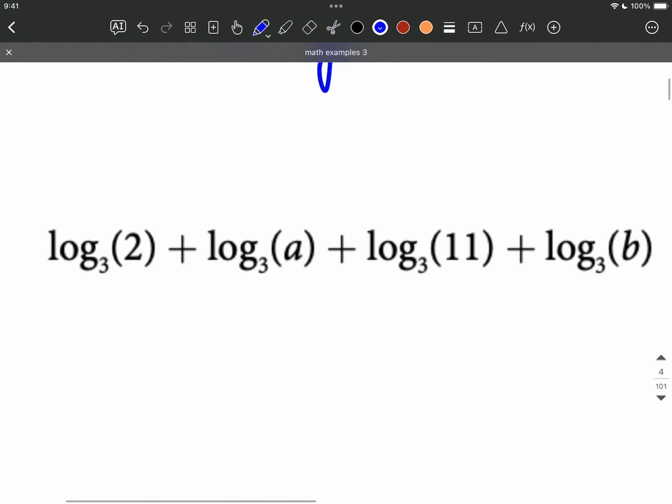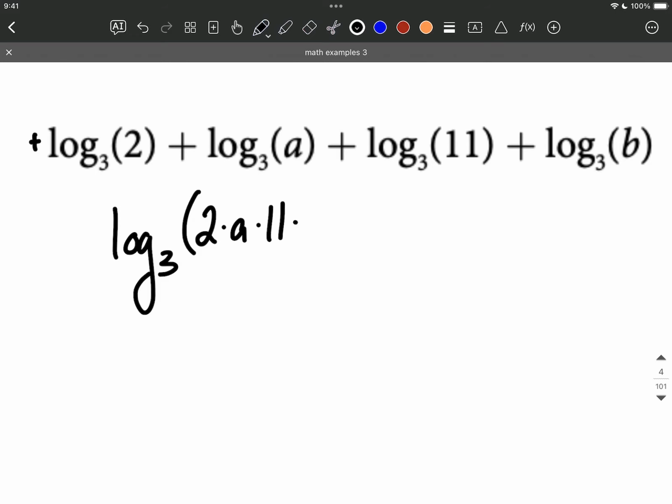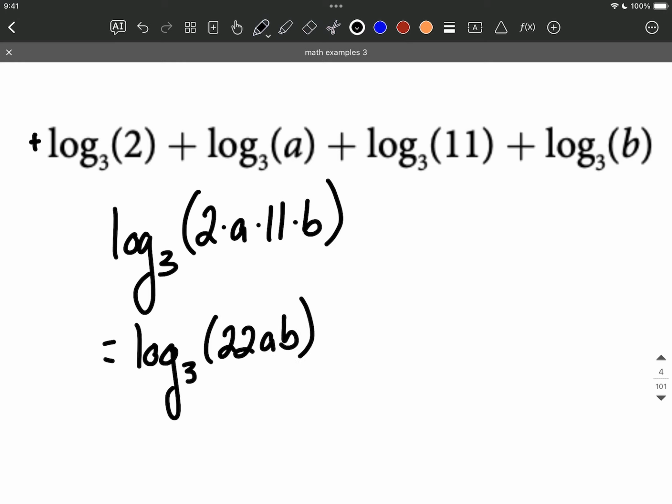Let's try this one a little bit. More going on here, but they're all log base 3s, so this should be pretty efficient. We'll get a log base 3. It looks to me like they're all positives, so they're all going to go up in the numerator. So 2 in the numerator over 1 if you'd like, multiplied by a, multiplied by 11, multiplied by b. This will clean up a little bit that instead of leaving a 2 times 11 on the inside, let's go ahead and make that 22. AB, and we got our solution.